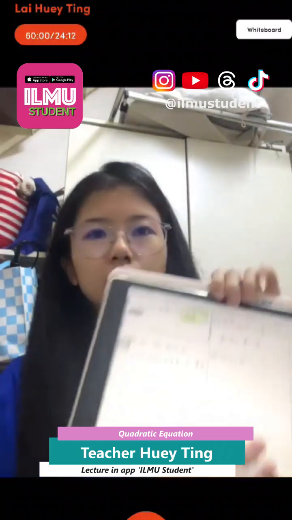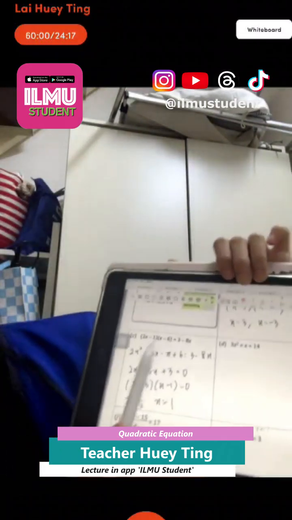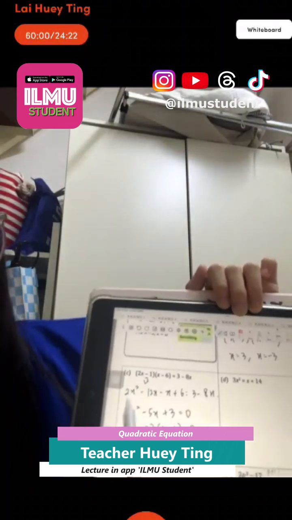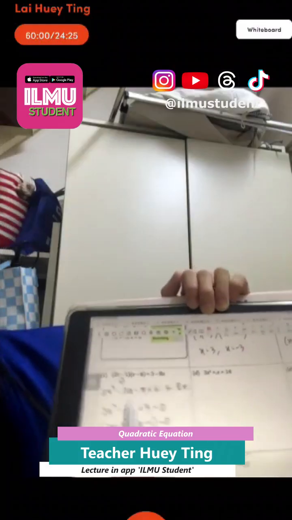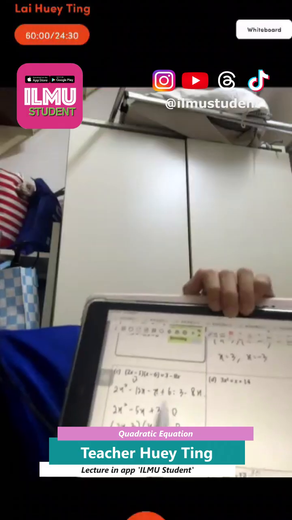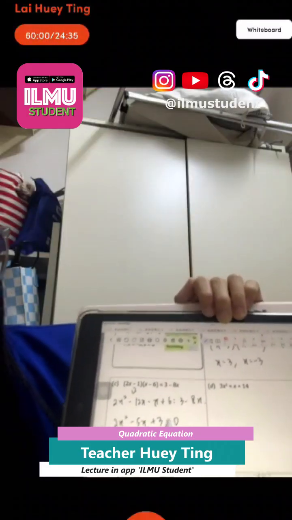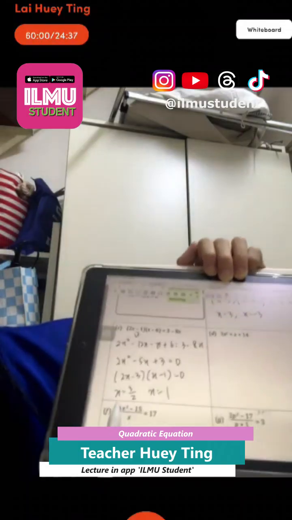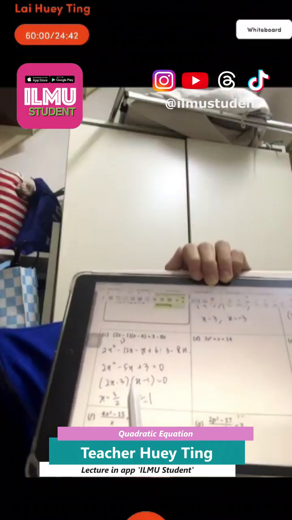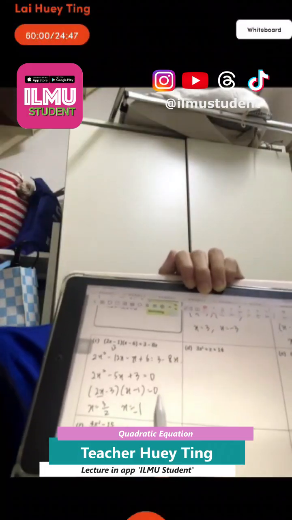Okay, for this question, we can see that it's a little bit more complicated because here we have to expand it first. So it is equal to 2x squared minus 12x minus x plus 6 equal to 3 minus 8x. After that, we arrange it and it becomes 2x squared minus 5x plus 3 equal to 0. And then we get the roots, x equal to 3 over 2 and x equal to 1. So we put it back into the bracket and get (2x minus 3)(x minus 1) equal to 0.